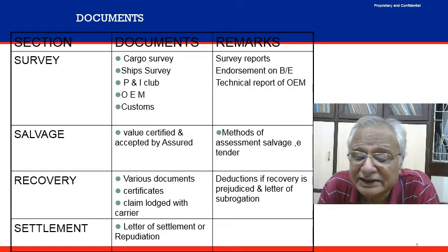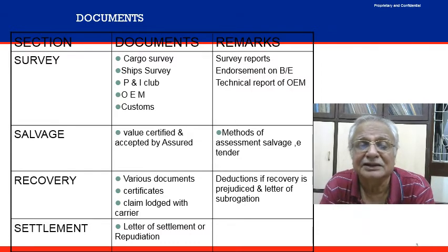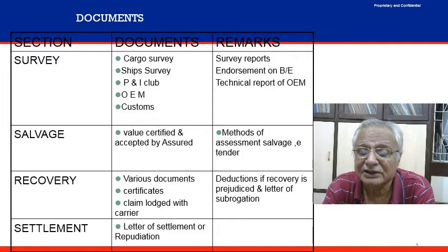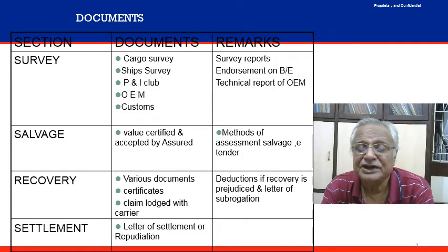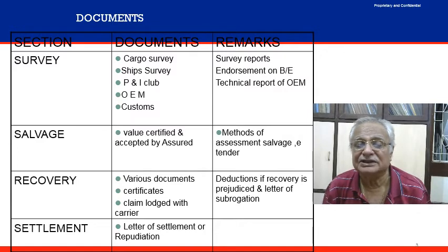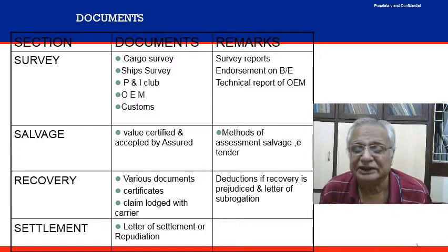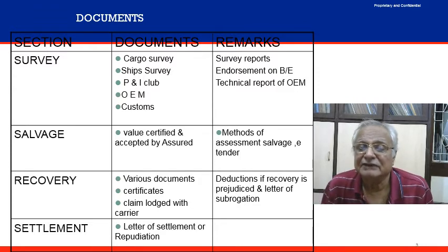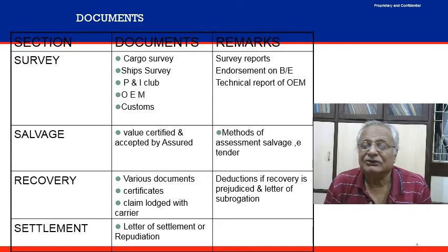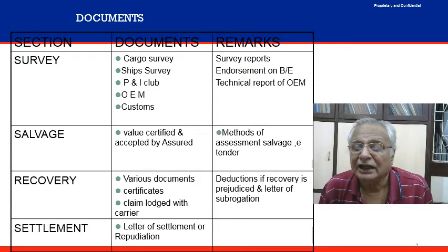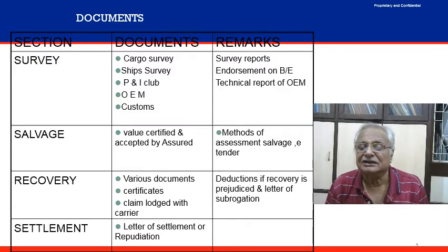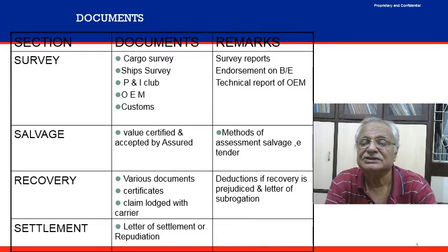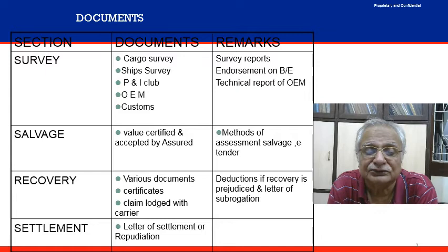Then the settlement of the claim has two parts. Either the claim is settled and the amount is paid as per the survey report, or there is a repudiation because it is not falling in the purview of the policy. So the claim is repudiated by the insurance company. So there has to be a letter of settlement and a letter of repudiation. At the time of the letter of settlement, all original documents are called, and also the letter of subrogation is taken. That is, all recovery rights are subrogated to the insurance company.